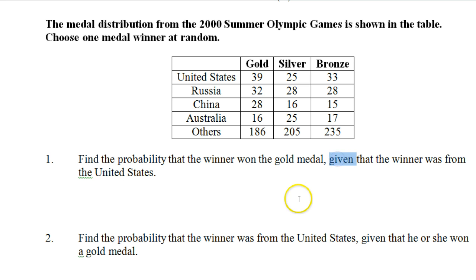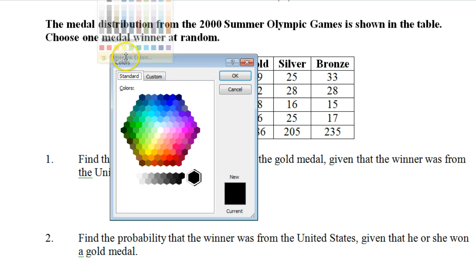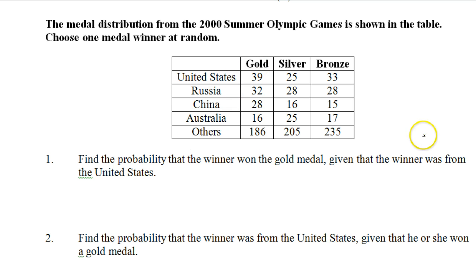So they clearly gave us this word given, and when they do that, it makes it sort of easy. If they're giving us that the winner was from the United States, then what you do is you circle that part of the chart. We're going to circle the United States part of the chart. For the rest of this problem, we can ignore everything else. Just cross it out, because our universe just got a lot smaller. Only the United States is going to matter for the rest of the problem.